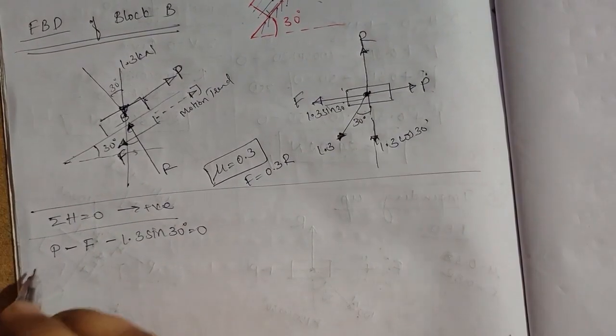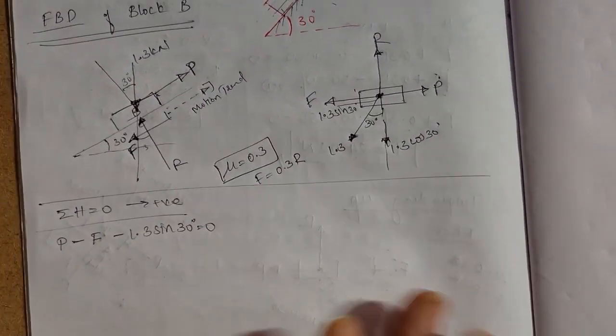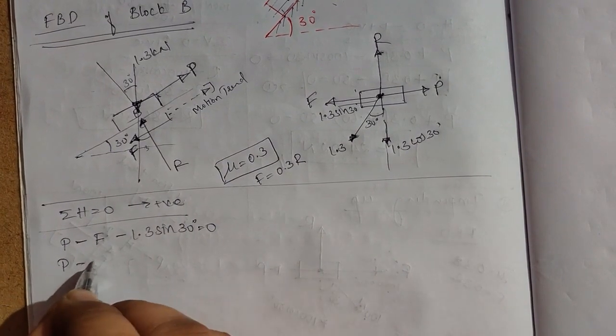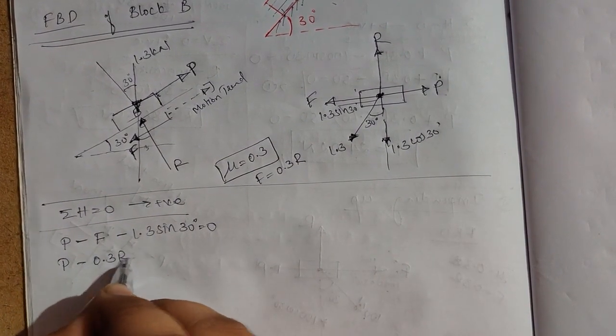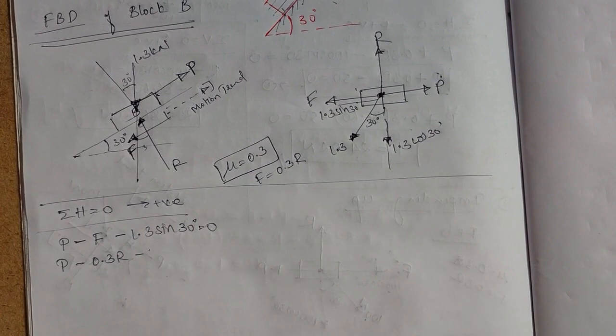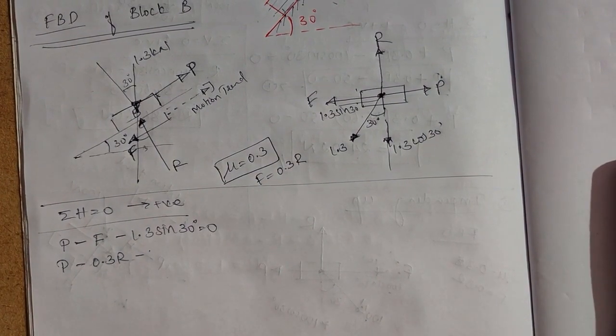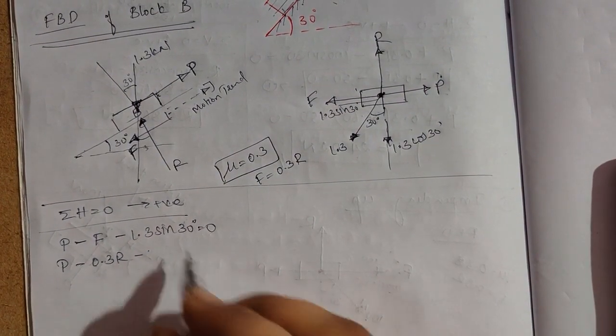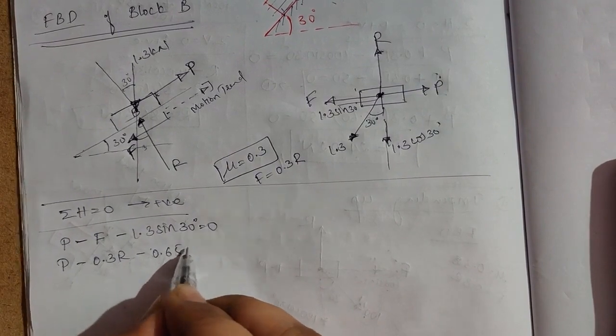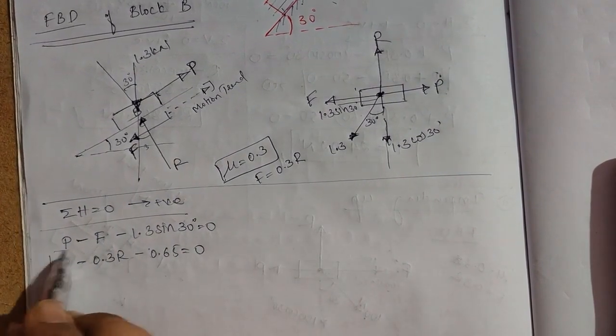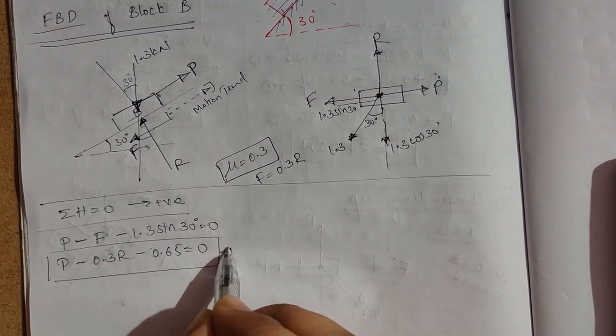So what will be the value? P minus F, that is 0.3 R, minus 1.3 sin 30 degrees. I'll calculate it. 1.3 sin 30 degrees will be 0.65, is equal to 0. So take this as equation number 1.